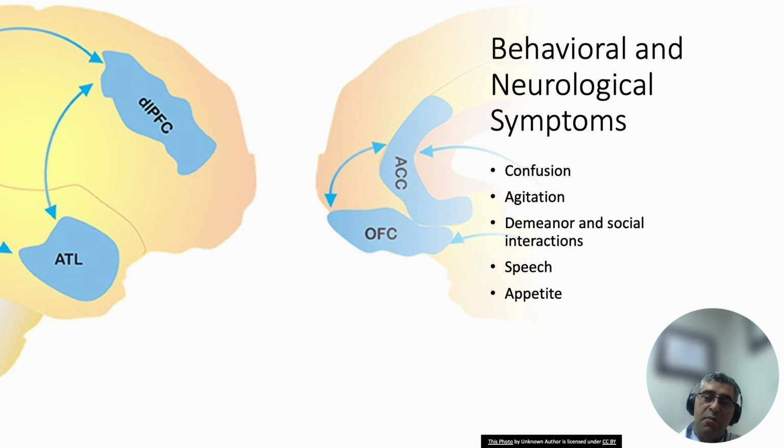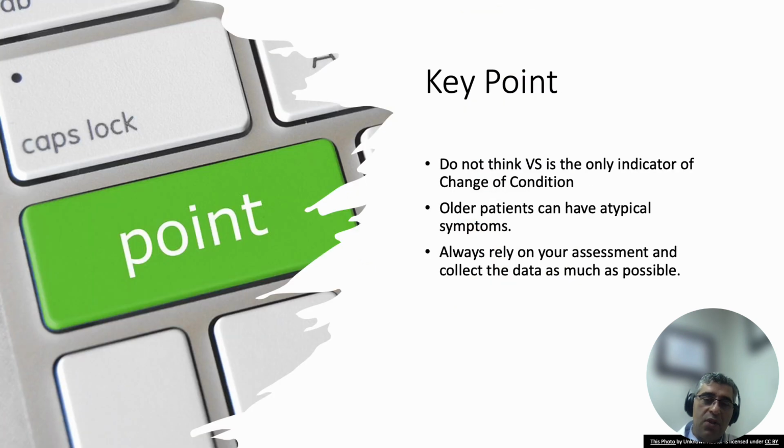If someone has less social interaction than before, it means there's definitely a change of condition. The speech of the resident has changed, their articulation has changed, that is important. Appetite: when the resident is not eating, it's not only psychological, it can be a sign of a systemic problem, and that needs to be addressed very well.